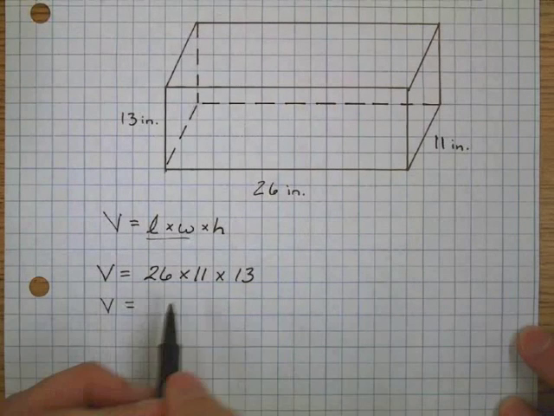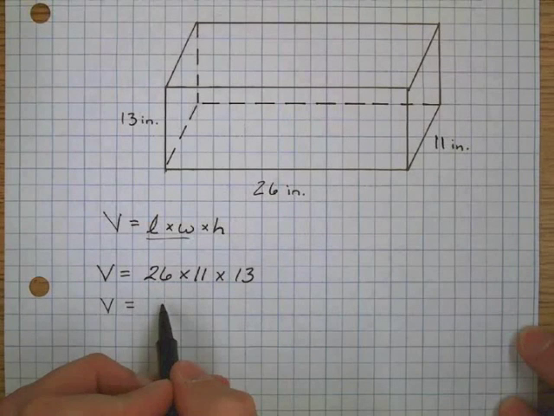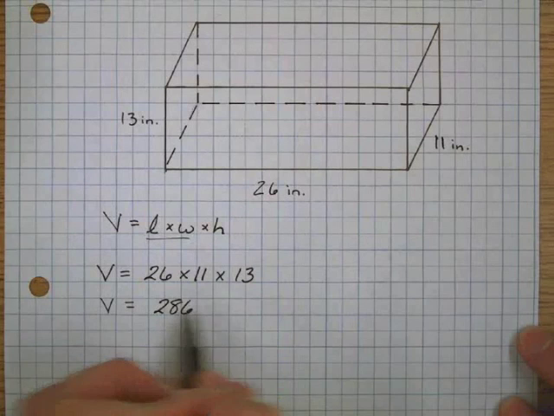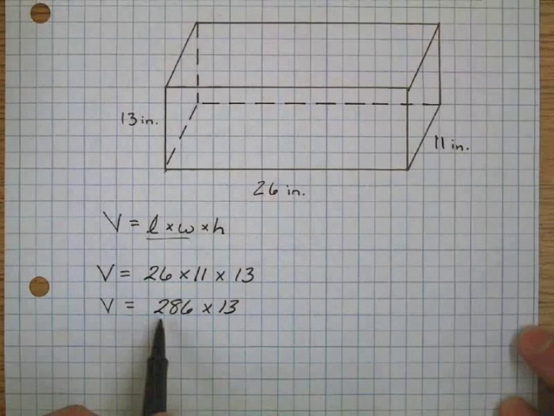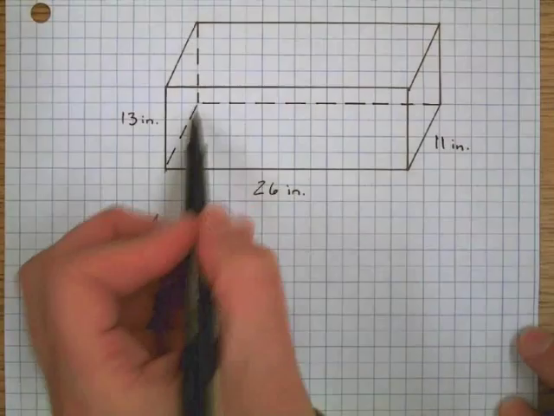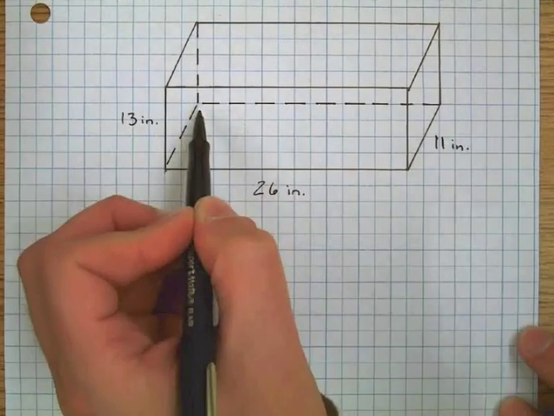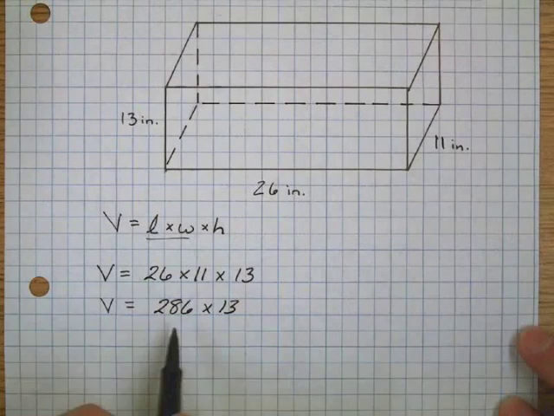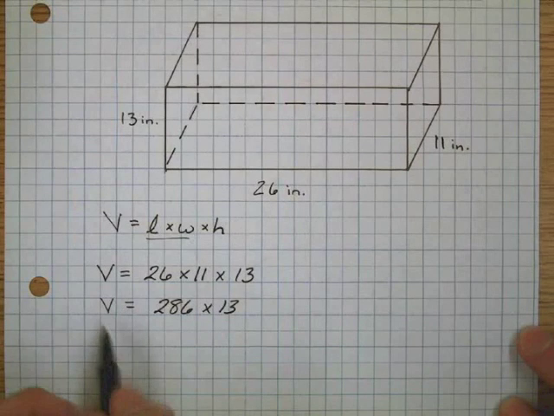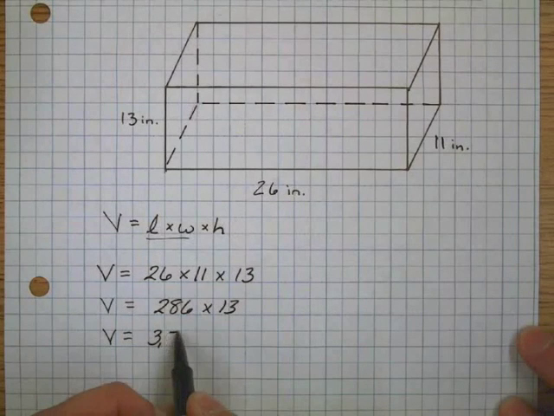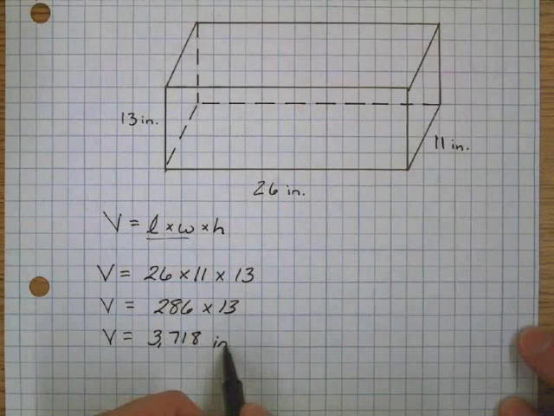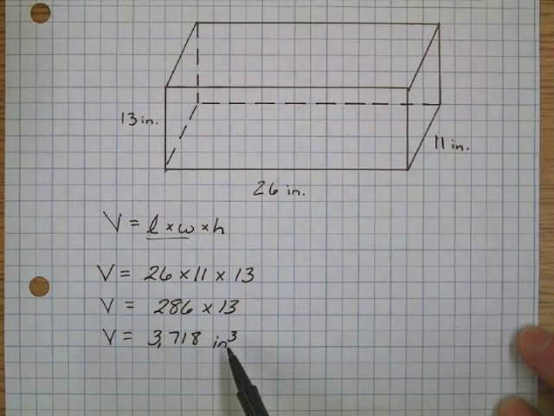So if we start multiplying these together, 26 times 11 comes out to be 286. And I'm going to multiply that by the height, which is 13. So this is actually the area of this bottom rectangle, and we're now going to add the height factor, and that is 13 inches. So 286 multiplied by 13, when I work that out, I get 3,718 cubic inches. And when we denote cubic inches, we have the inches, and then we use a little 3 as an exponent to say cubic.